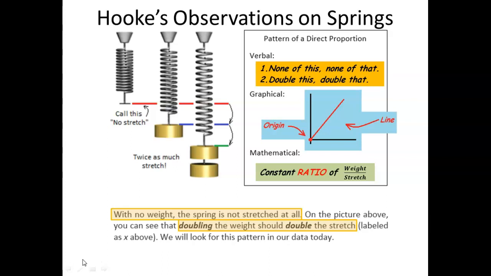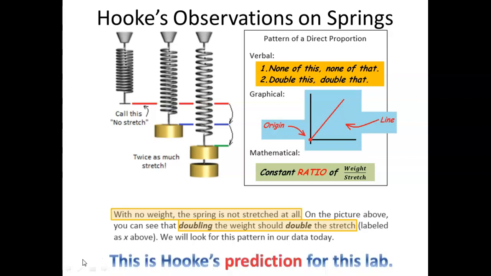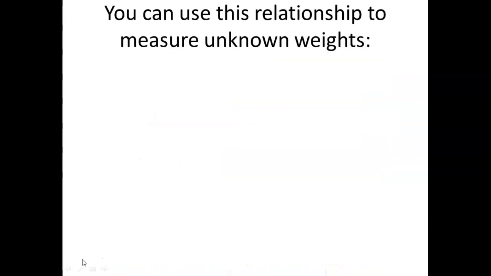I would like you to check that in your experiment today, which will rely on a simulation. Had we had the opportunity to do it with real springs, we get phenomenally excellent results that match what Hooke found almost 350 years ago. Now, in our experiment, what we're going to be looking at is a method of measuring unknown weights, and it relies on this idea of the constant ratio.